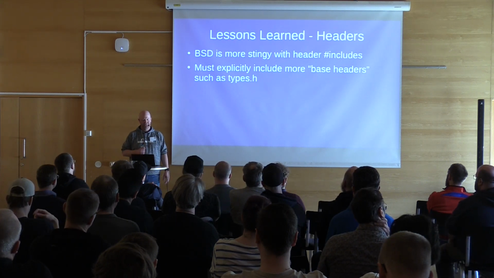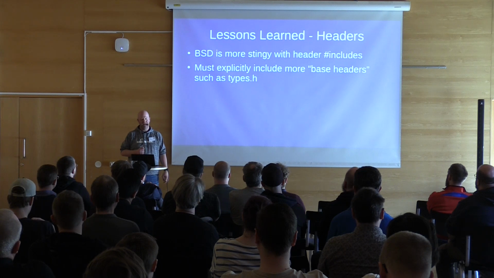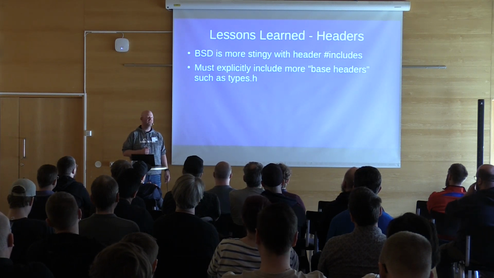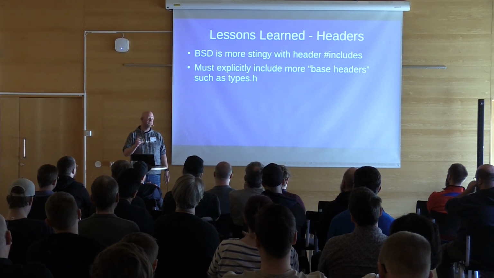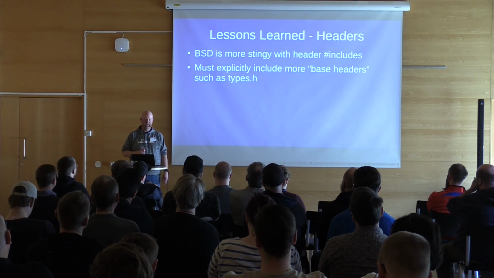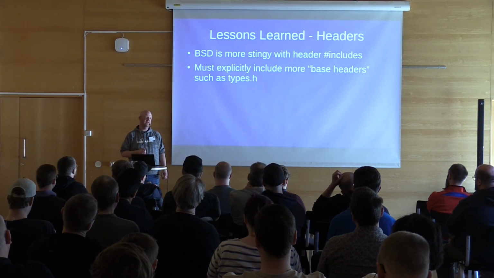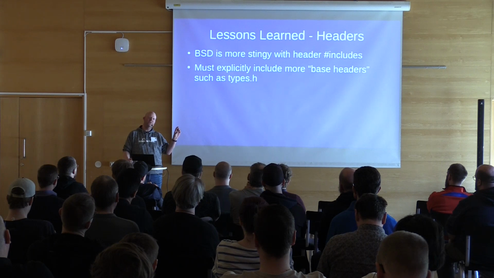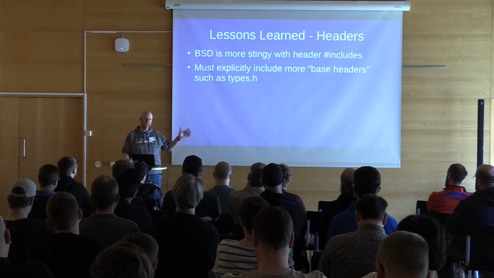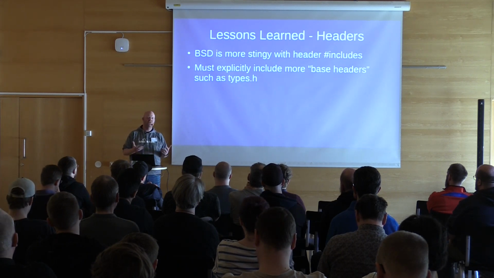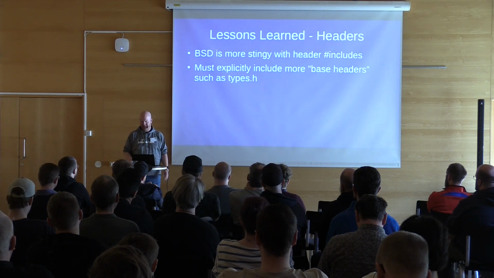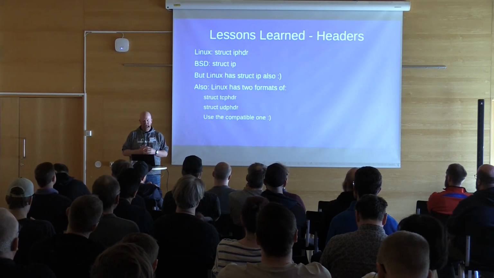For example, there's this header file called types.h, which basically includes a lot of different types that you can use in your language, and that's not automatic. Like in Linux, it will include types.h where it's needed, but in FreeBSD you have to include it manually. But it's just a compiler warning, so it's easy to fix.